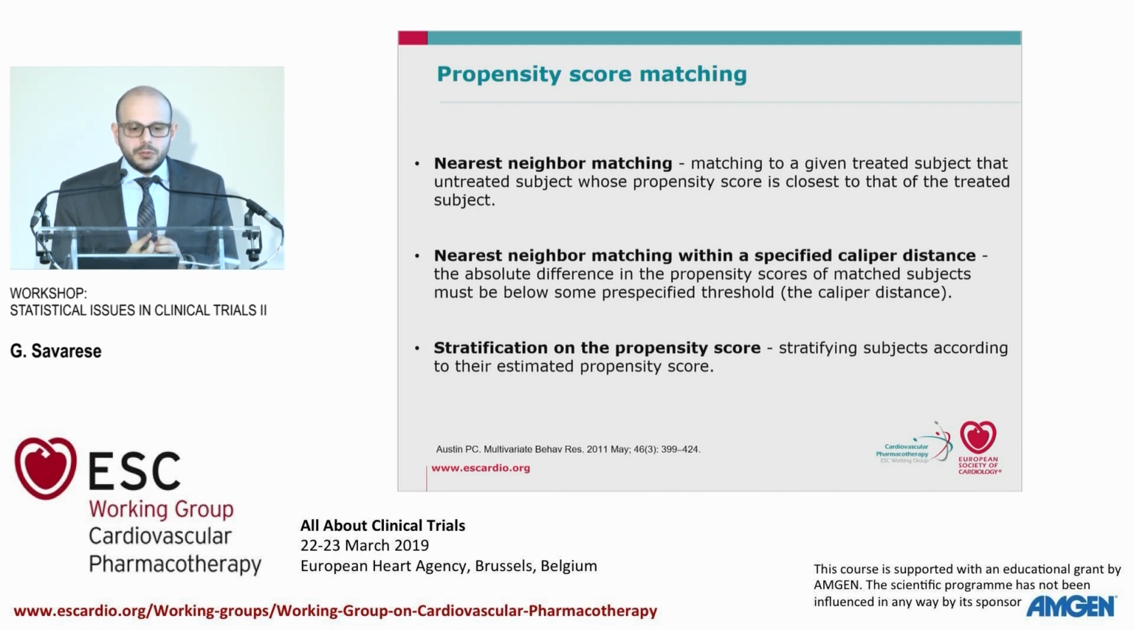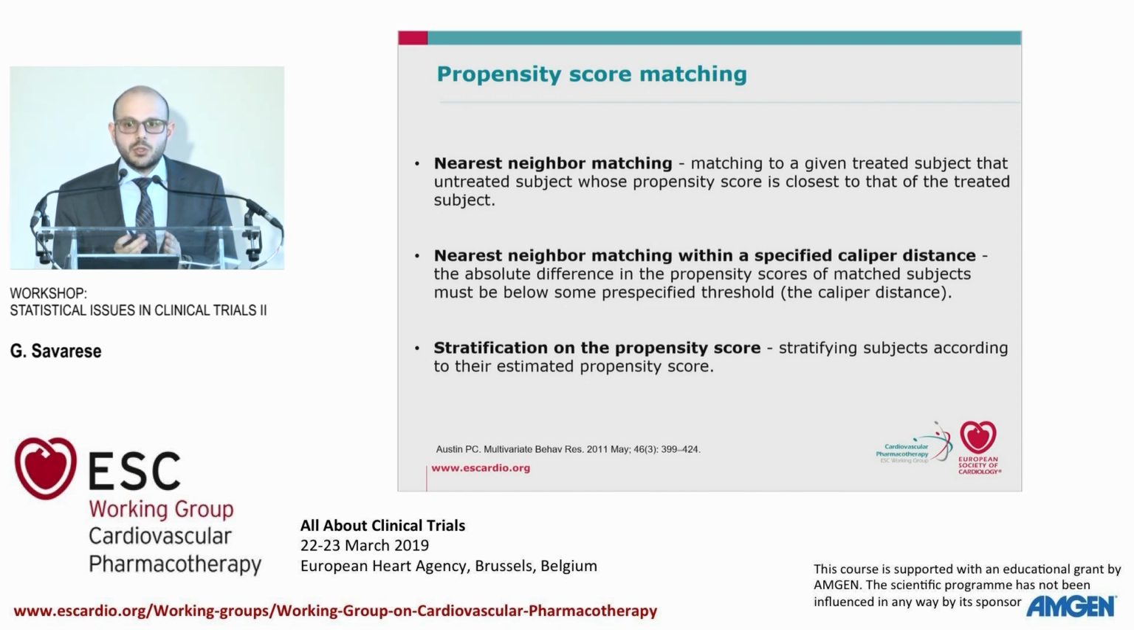The second way to do that is to use the nearest neighbor matching within a specific caliper distance. What does it mean? This means that we define a caliper. For example, we define a caliper of 0.1. So if we have patients in the study group A with propensity score 0.9, we can match all patients in the study group B who will have propensity score between 1 and 0.8, because the caliper is 0.1.